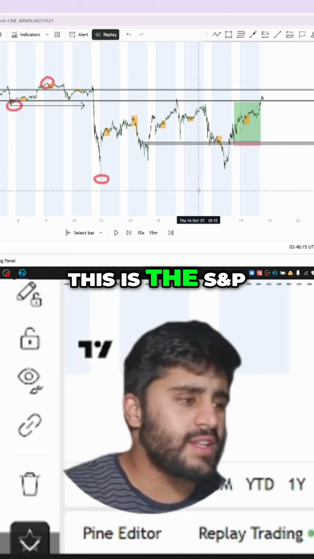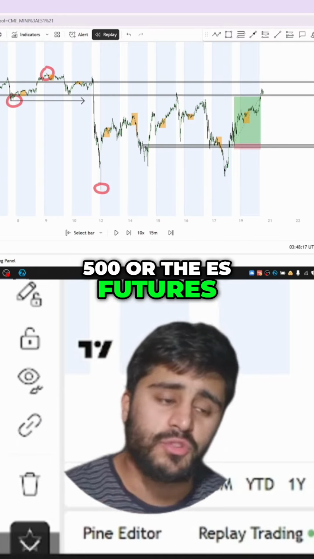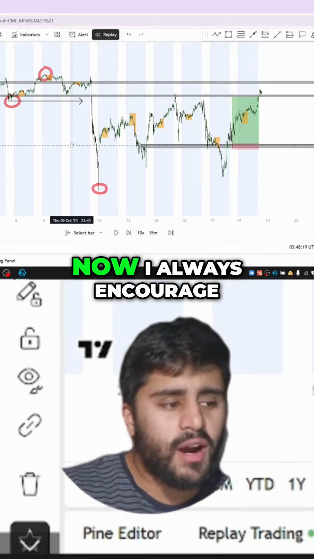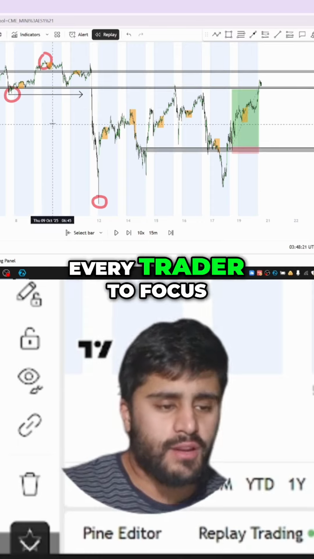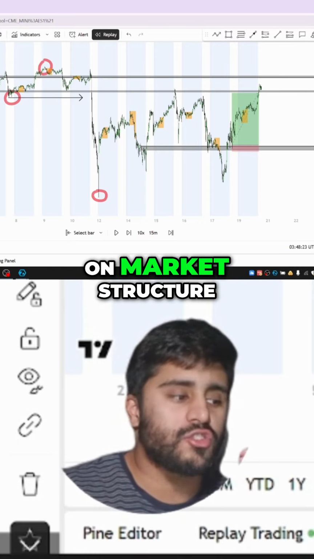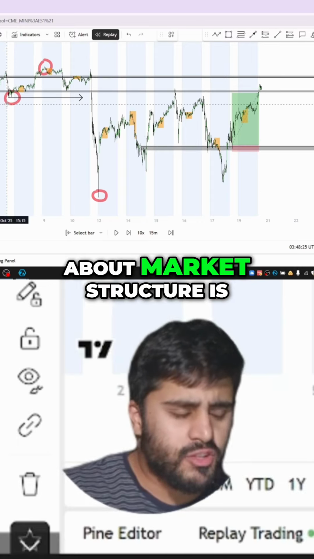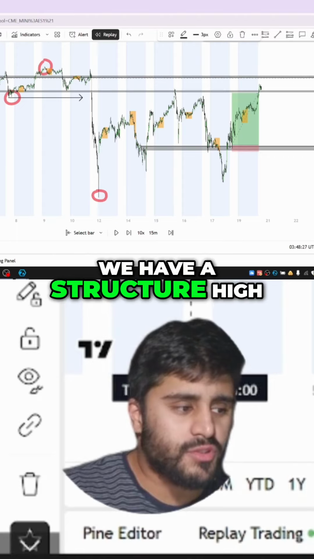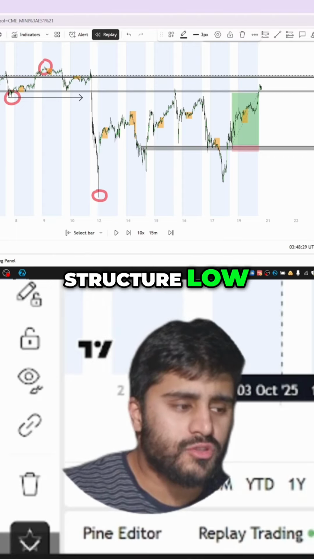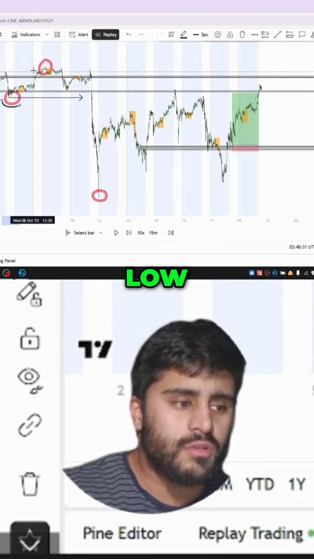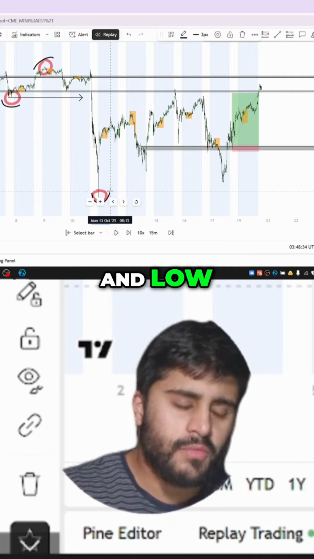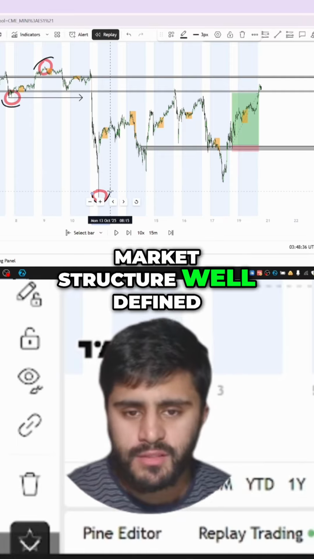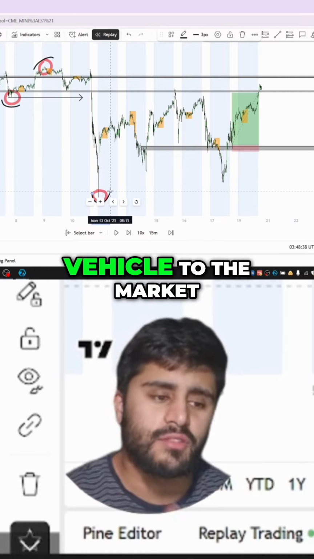So this is the S&P 500 or the ES futures, right? 15-minute chart. Now, I always encourage every trader to focus on market structure. What I mean by market structure is that we're very simple. We have a structure high, structure low, structure high, low, high, and low. And so by having market structure well defined, it gives you the vehicle to the market.